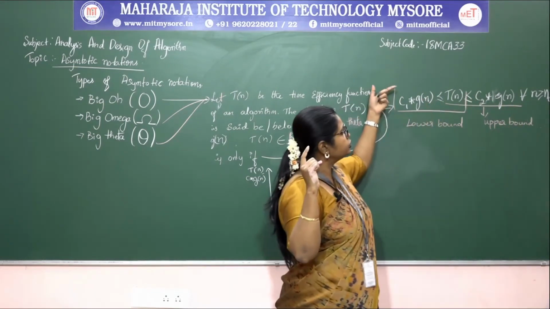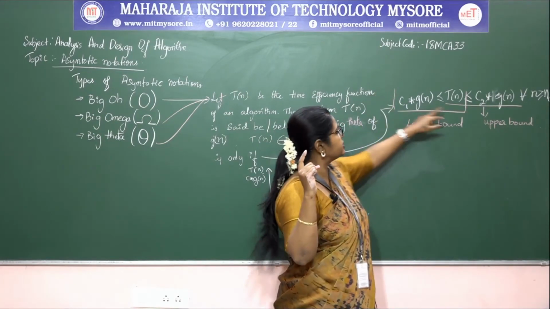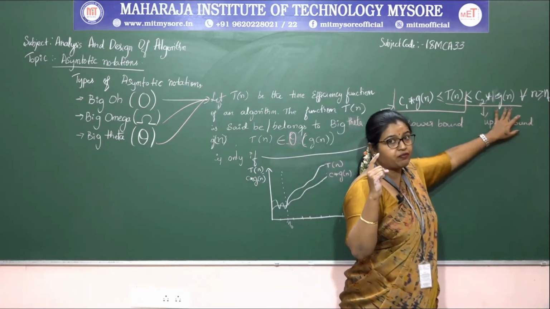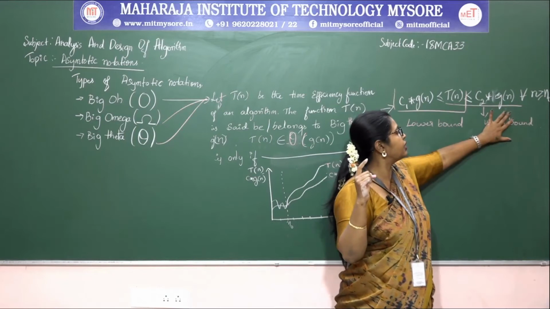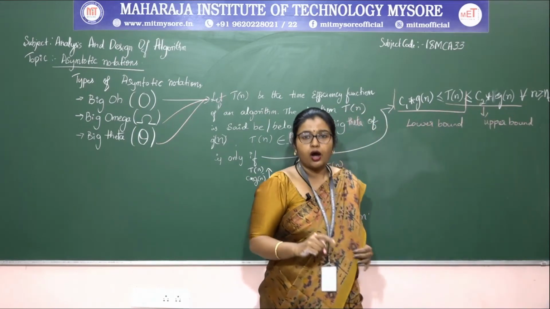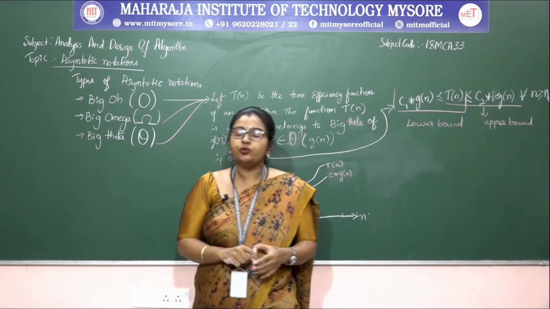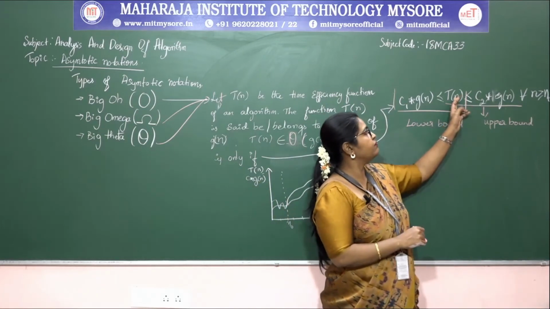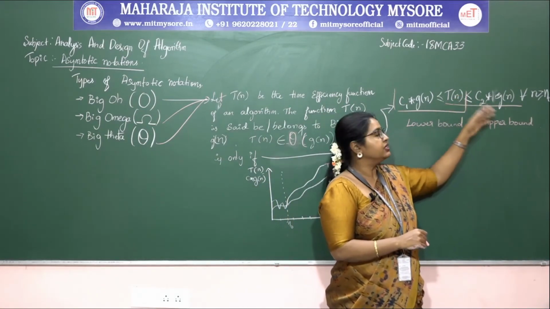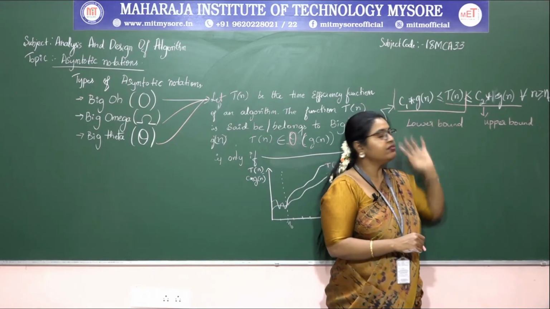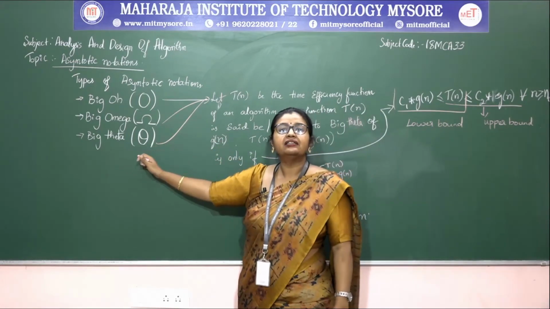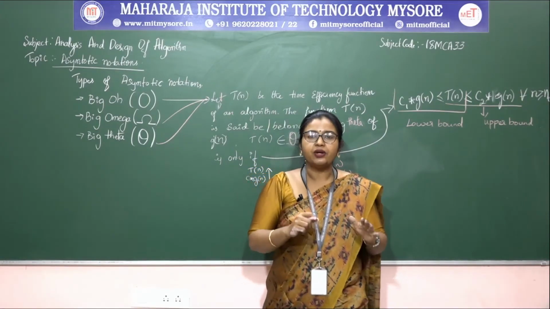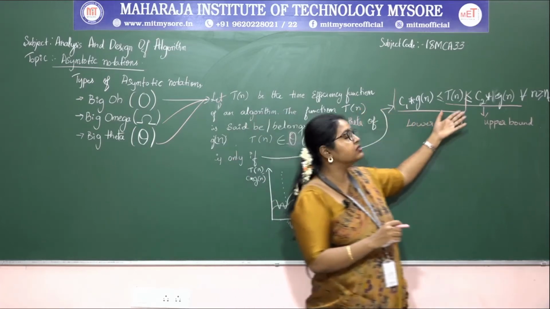And here, according to this constraint whatever we have written, T of n lies between C1 into g of n and C2 into g of n. If you consider this equation, definitely this is the upper bound and the lower bound. So big theta notation is going to be used if and only if your T of n, that is the algorithm efficiency, lies between two bounds, the upper bound and the lower bound. Then we represent it using big theta notation. Okay. So your T of n lies between the upper bound and the lower bound.